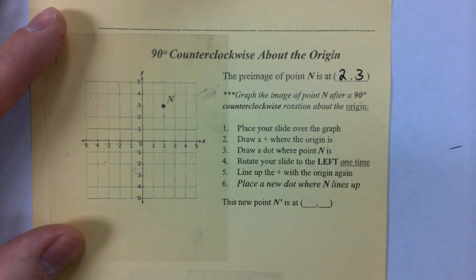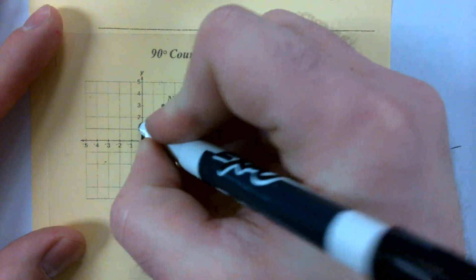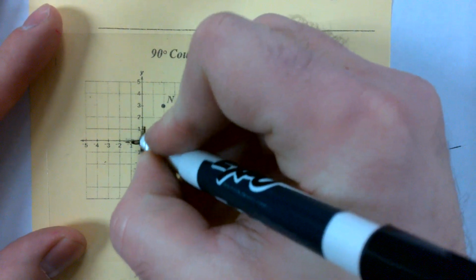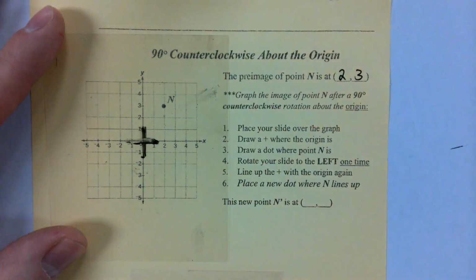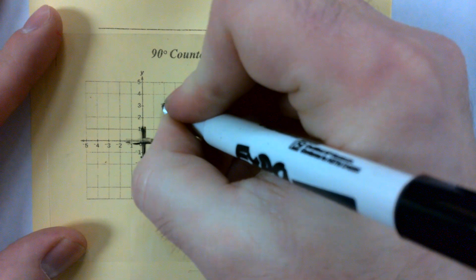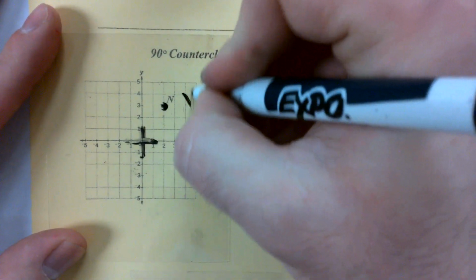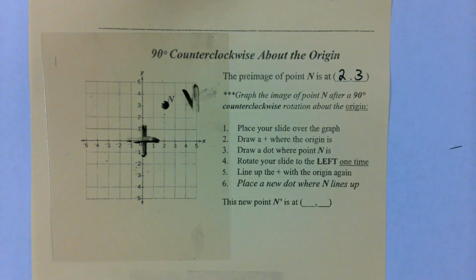So we're going to do exactly what we just did. Put a plus at the origin so we can line up our axis after the rotation. And we're going to draw a point right there where N is at, and we'll label it N. And my pen is dead.